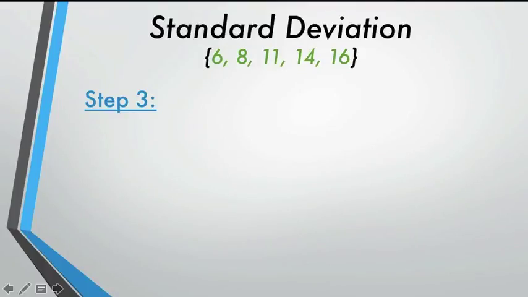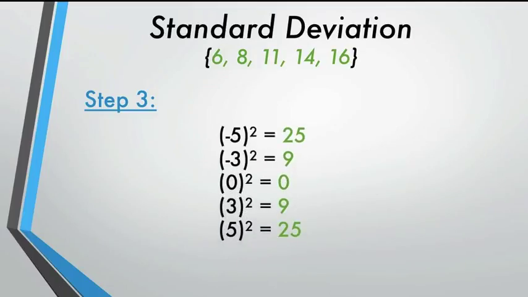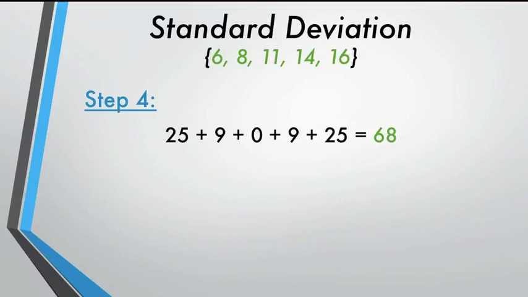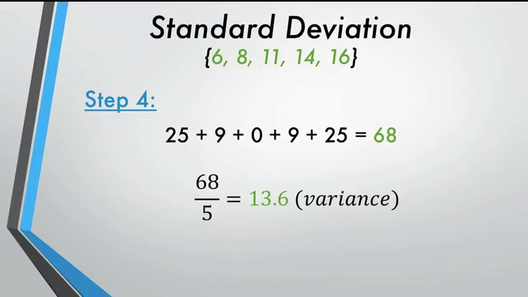Next, square each deviation individually. The results are as follows. Then, find the mean of the squared deviations, which is also known as the variance. Add all of the squared deviations and divide the sum by the number of deviations, which is 5. Divide 68 by 5. Therefore, the variance is 13.6.